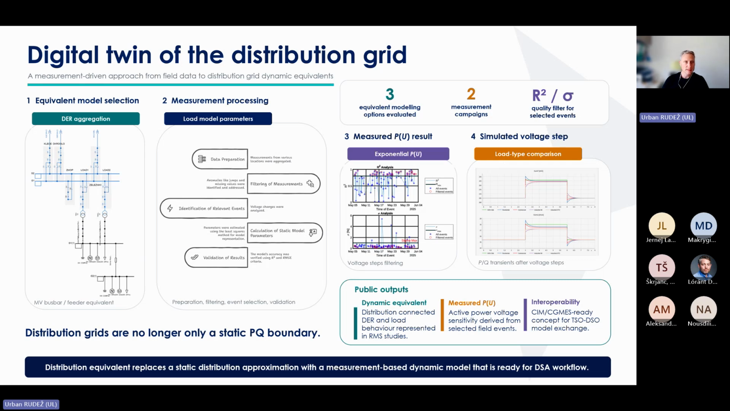So the idea is that static models, the PQ models of the distribution grid are no longer appropriate for the conditions where we have a lot of distributed generation, where we have a lot of battery storage system in the distribution grid. So this means that we were studying different ways how to aggregate all those devices in the distribution network, keeping that aggregated model as simple as possible, but at the same time, enabling this model to show the most appropriate dynamic characteristics of the distribution system.